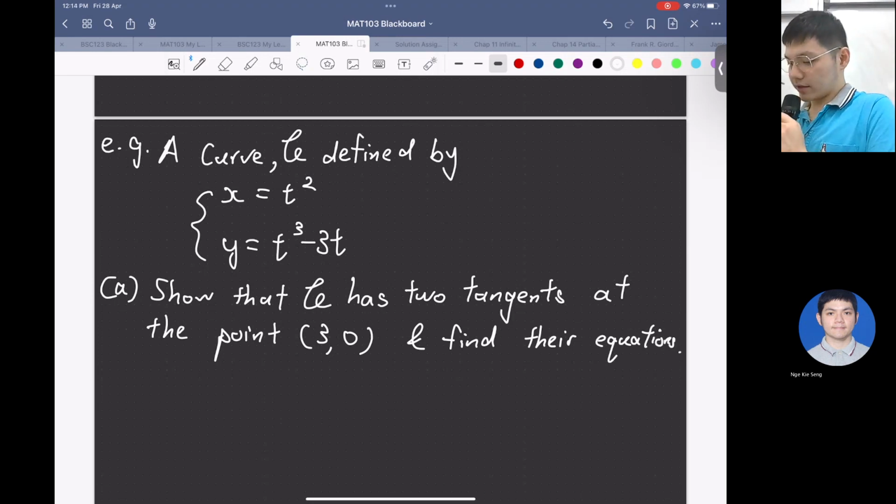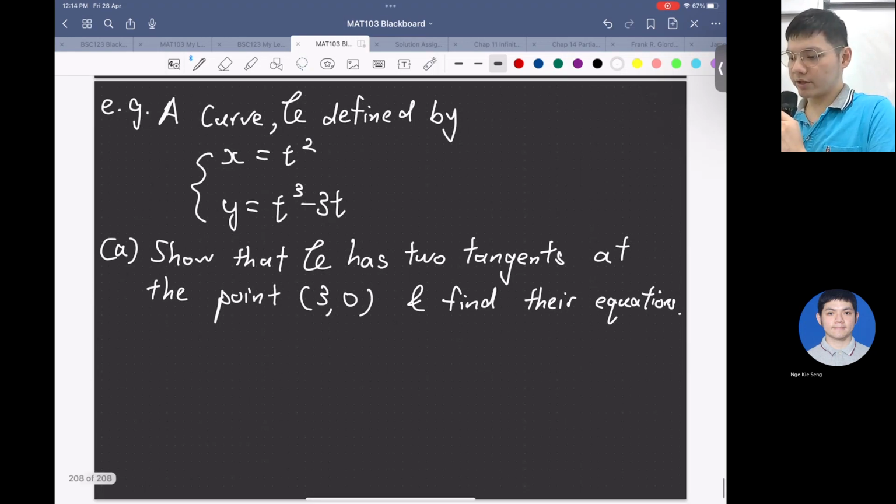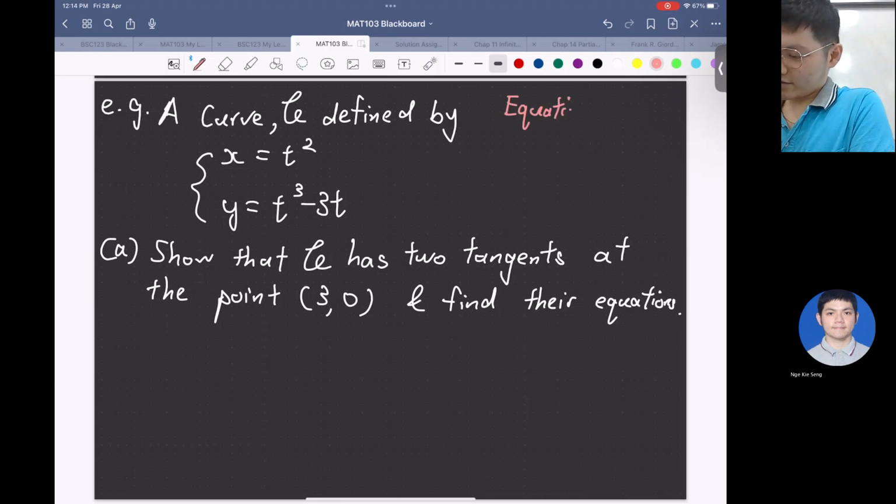And find their equations. So what is this asking about? They want us to find two tangent lines. If I tell you the gradient of the line, do you know how to make the equation of the line? What's the formula for the equation of a line? Let's recall. So what's the equation of a line?